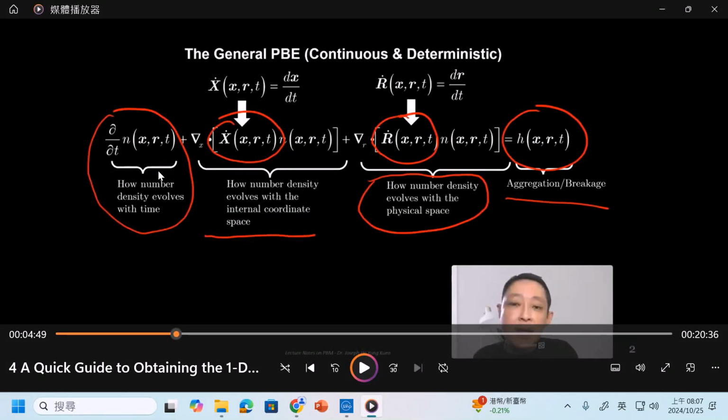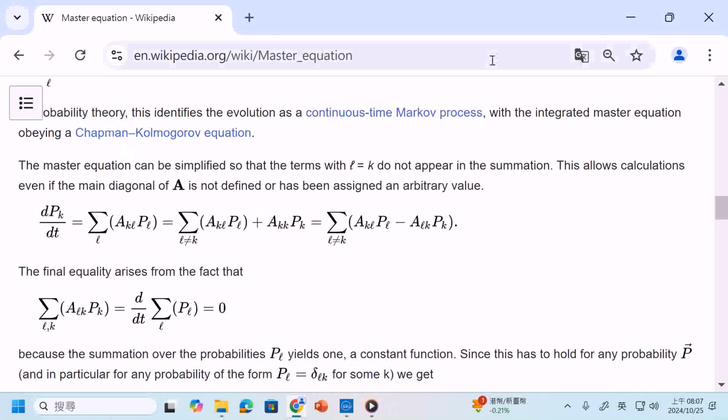Before we try to understand the population balance model, I want you to understand the chemical master equation first. This is a chemical master equation, and you can go to Wikipedia and type in chemical master equation or master equation, and they will give you some equation that does not look very friendly. Nevertheless, I give you a friendly chemical master equation.